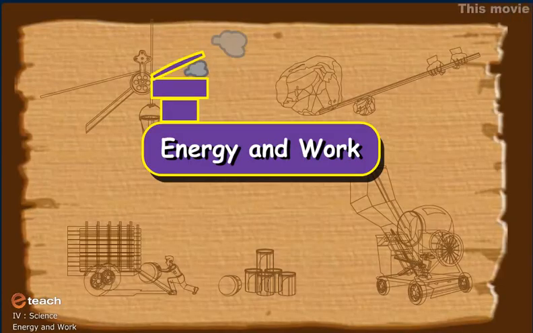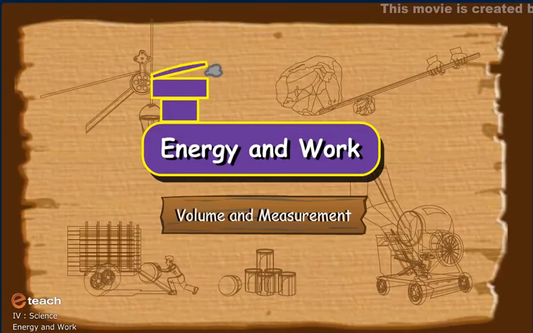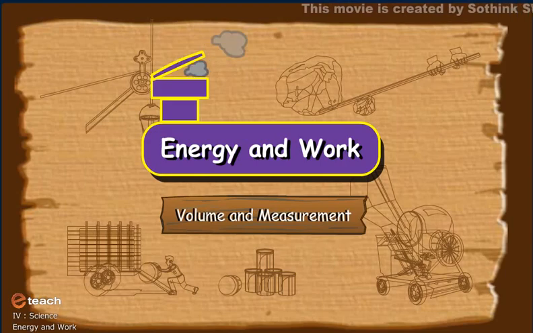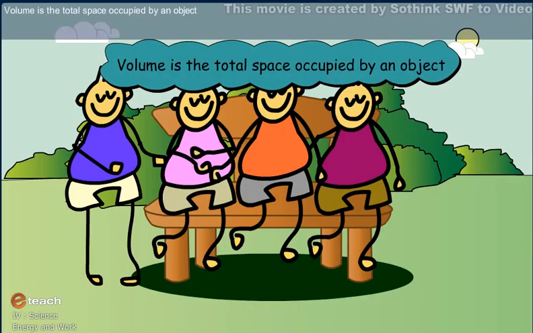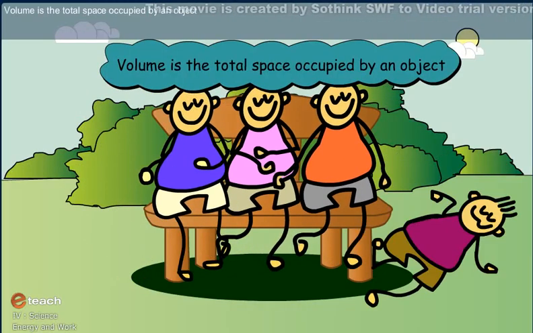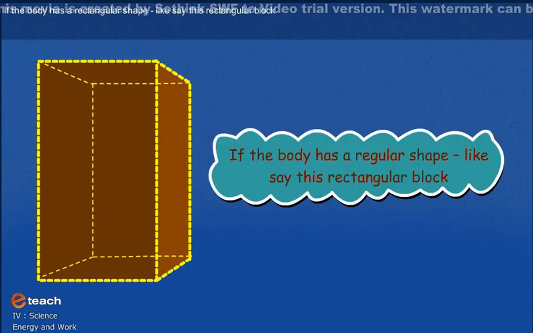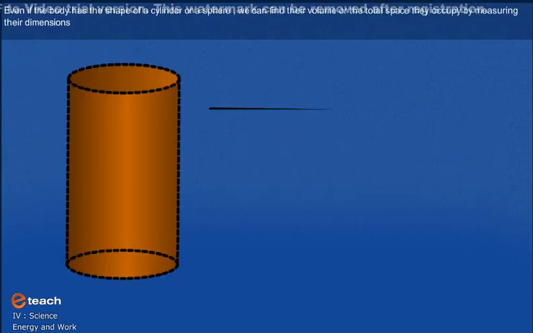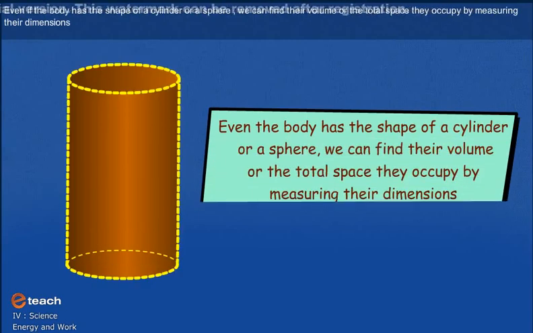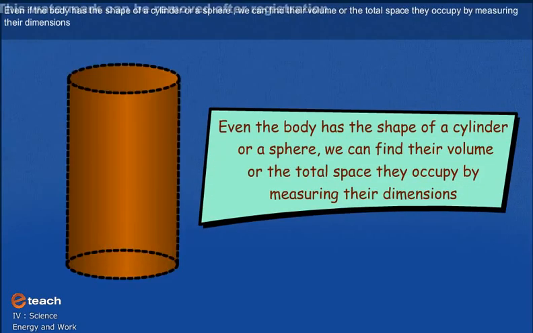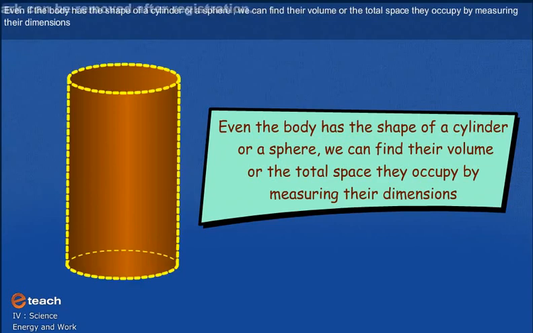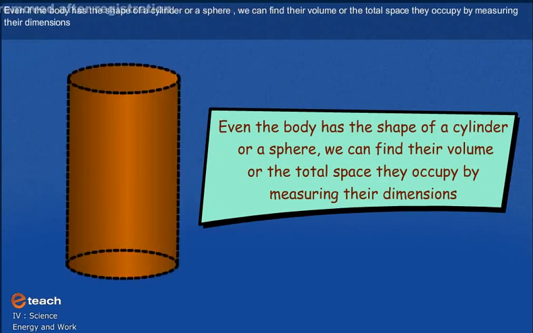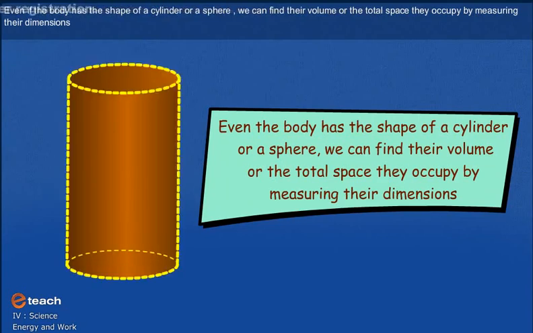Energy and work, volume and measurement. Volume is the total space occupied by an object. If the body has a rectangular shape, like say this rectangular block, even if the body has the shape of a cylinder or a sphere, we can find their volume or the total space they occupy by measuring their dimensions.